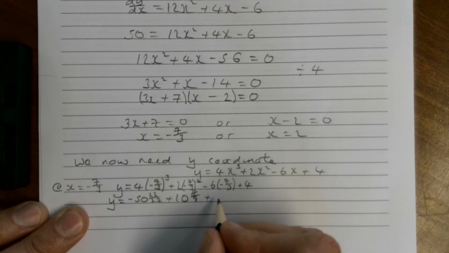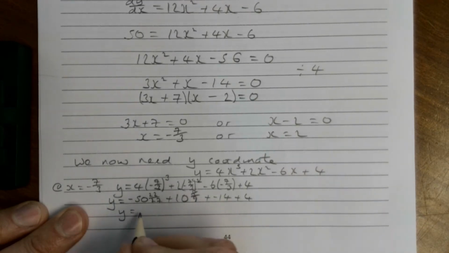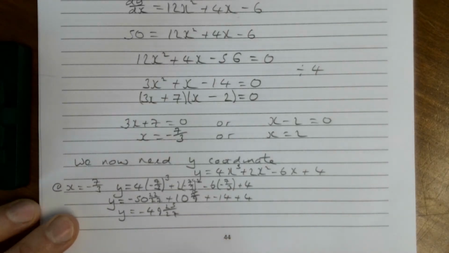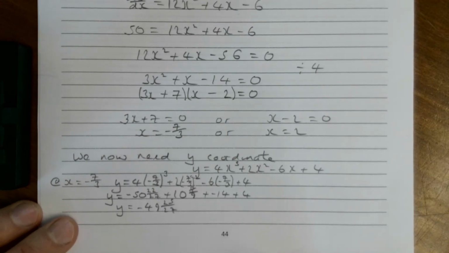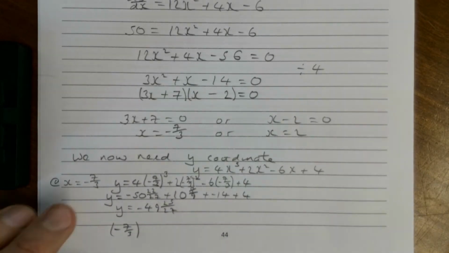Plus minus 14 plus 4, and it gives us then a y coordinate of minus 49 and 25/27ths. My goodness. That means one of the coordinates where the gradient is 50 is going to be minus 7 over 3. Oh, what have I done?